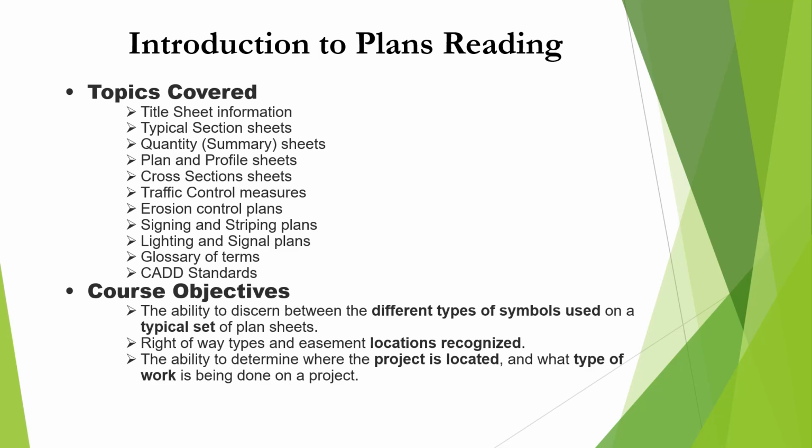The objectives are the ability to discern between the different types of symbols used on a typical set of plan sheets, right-of-way types and easement locations recognized, and the ability to determine where the project is located and what type of work is being done on a project.